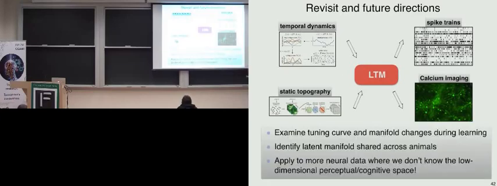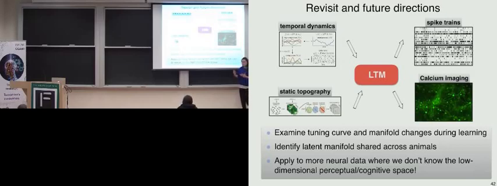Some interesting future directions: using such a method, we can examine the tuning curve and manifold changes during animal training or during animal learning. We can identify latent manifolds shared across different animals. This is something that I've done a little bit already, but I'm not showing the results.